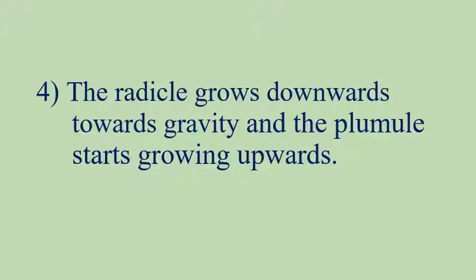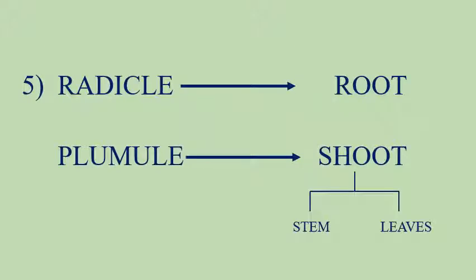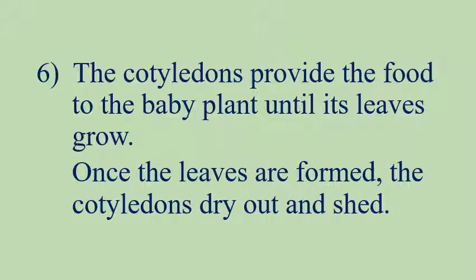Fourth stage, the radicle grows downwards towards gravity and the plumule starts growing upwards. Radicle later on forms the root and plumule later on forms the shoot of the plant. The shoot consists of the stem and the leaves. Last stage of seed germination is that after the leaves have grown, the cotyledons will dry out and shed. Till then, the cotyledons are supposed to provide the food to the baby plant.